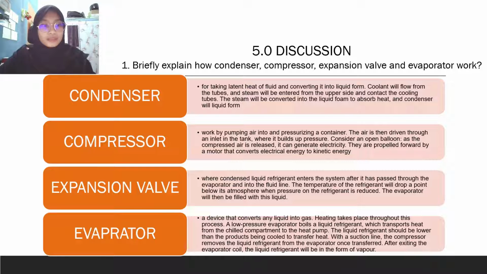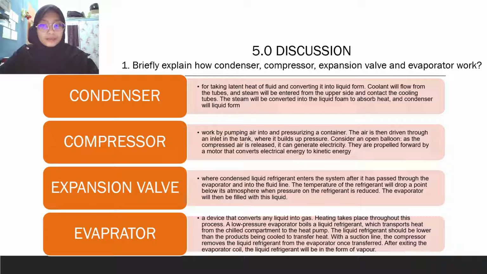Okay, for the expansion valve, the condensed liquid refrigerant enters the system after it passes through the evaporator and into the fluid line. The temperature of the refrigerant will drop to a point below it when the pressure on the refrigerant is reduced. The evaporator will then be filled with this liquid.